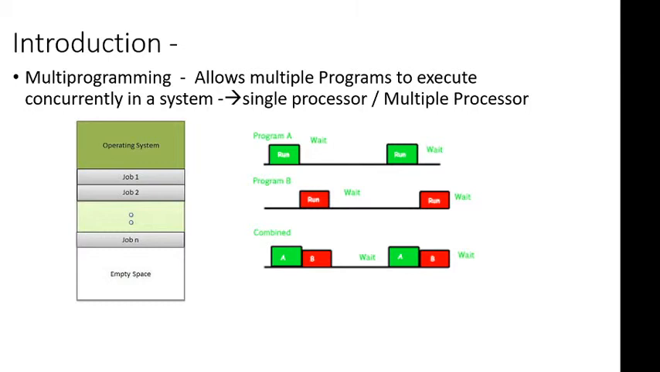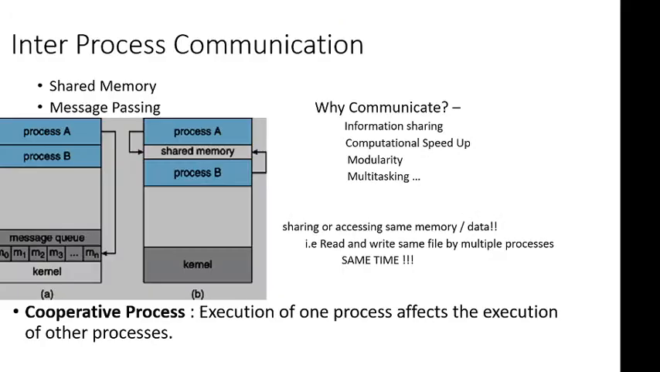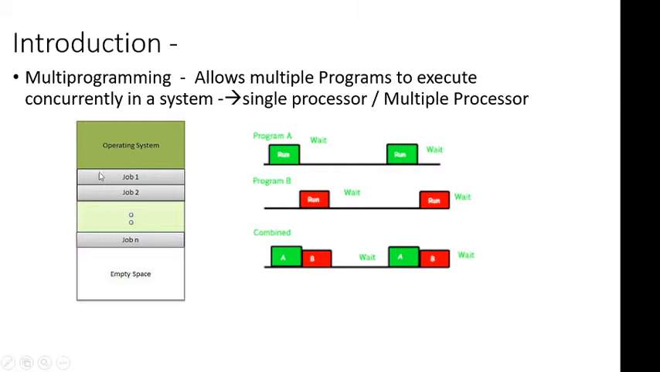So we know now that when there are multiple programs in the memory, then it is called multiprogramming. Now when you do multiprogramming, so many processes are in the memory, like here many processes are in the memory. Now these processes, job 1, job 2, job n, some processes may require that they communicate with each other, or some processes may be such that they may not require any communication with other processes.